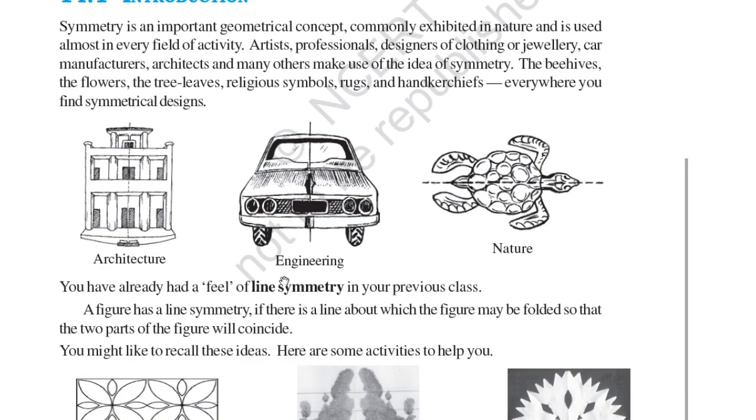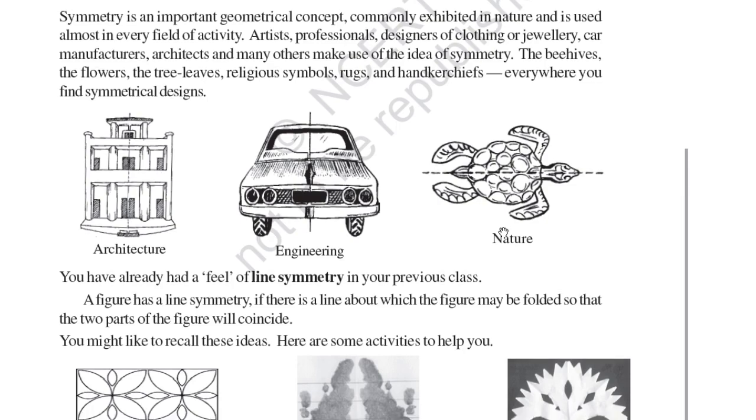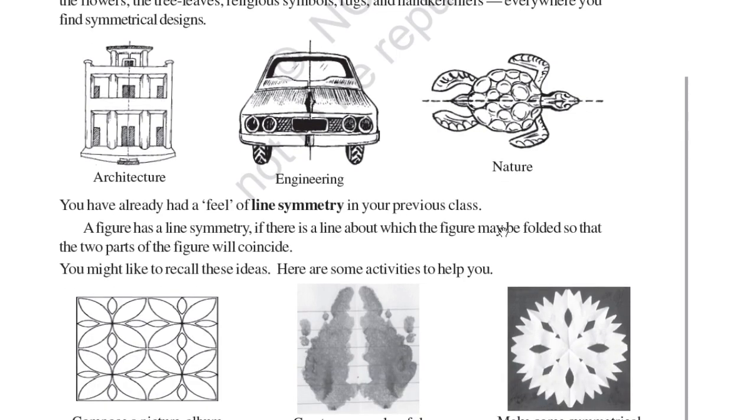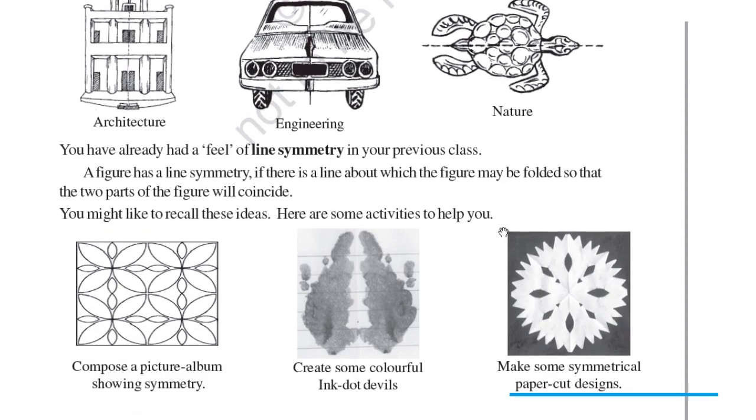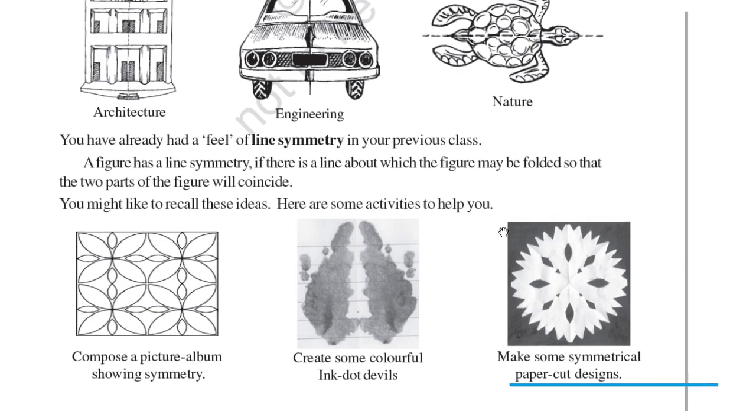Here also you can see the symmetry. Here the same, and the right side is also the same. It's the same image. So you can see it's the symmetry. You have already had a feel of line symmetry in your previous class. A figure has a line symmetry if there is a line about which the figure may be folded so that the two parts of the figure will coincide. You might like to recall these ideas.